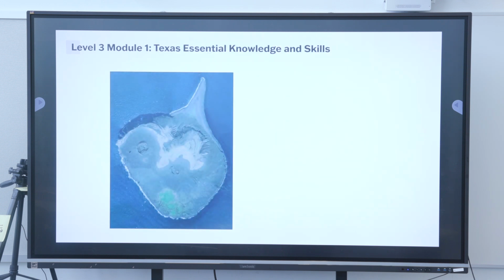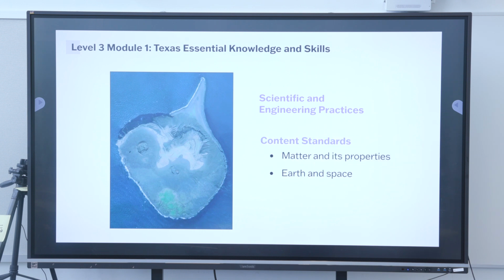In Module 1, students use scientific and engineering practices to investigate the following science concepts: matter and its properties, and Earth and space. As they investigate these concepts, students make connections across recurring themes and concepts such as patterns, cause and effect, scale, proportion and quantity, systems, as well as energy and matter, and stability and change.